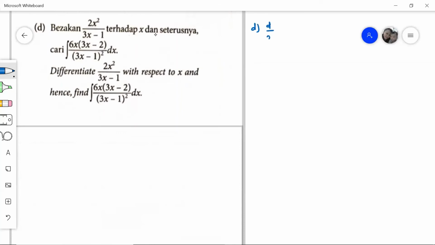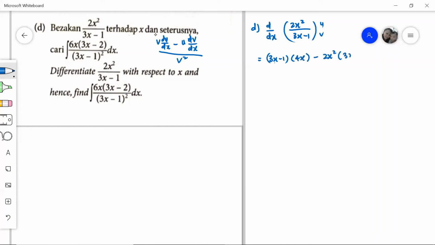So we're going to differentiate 2x squared over 3x minus 1. We can apply the quotient rule. So this is u, this is v. So stay v, do u. The formula is v differentiate u, and then minus u differentiate v, and then over v squared. So stay v, do u. We have 4x minus stay u, do v, which is 3, and then over 3x minus 1 squared.